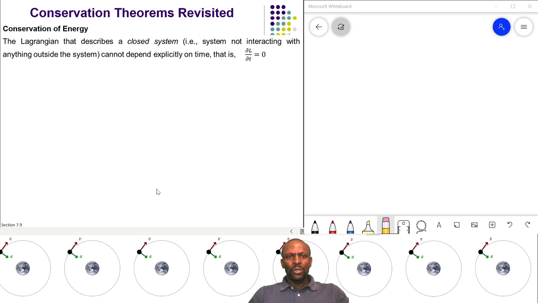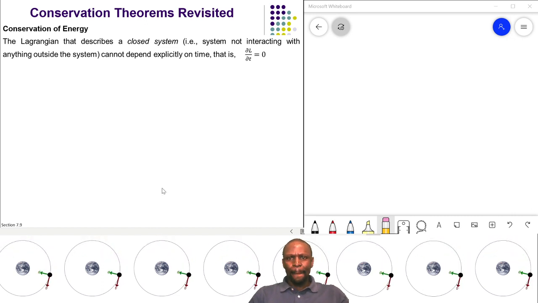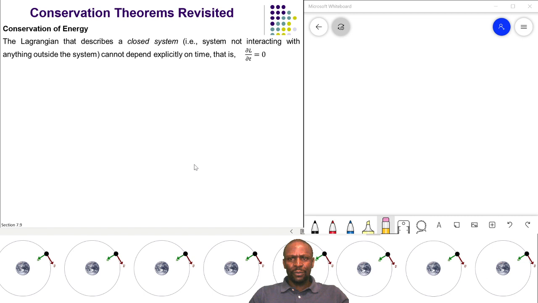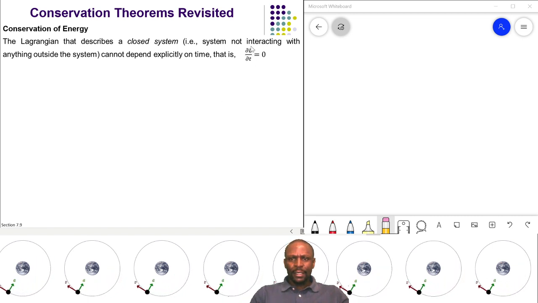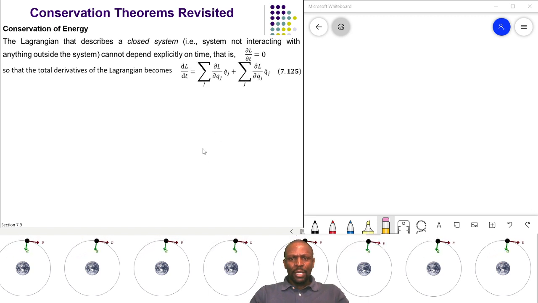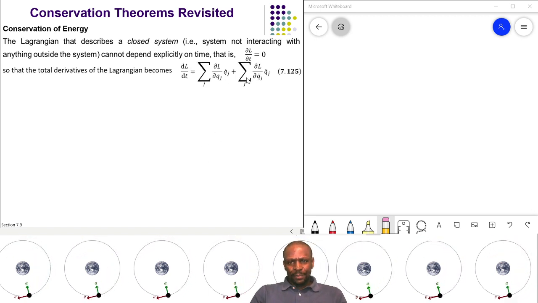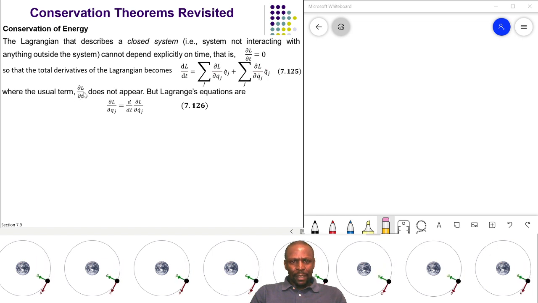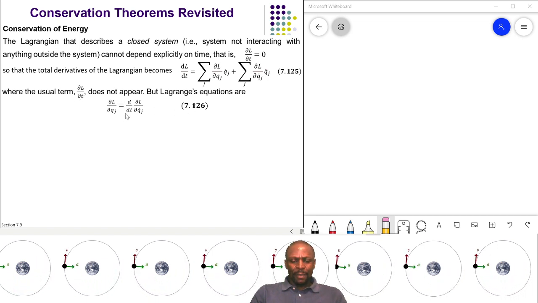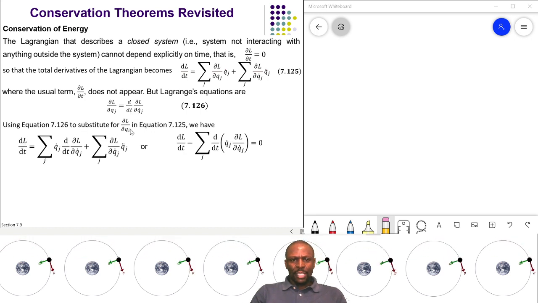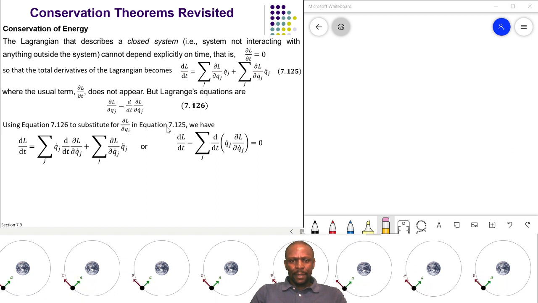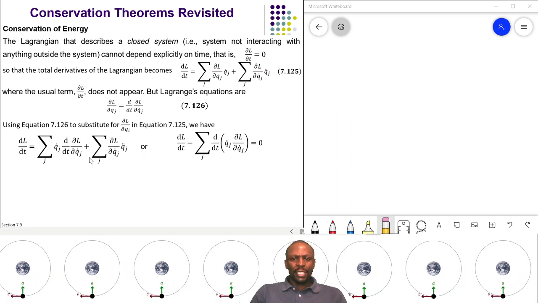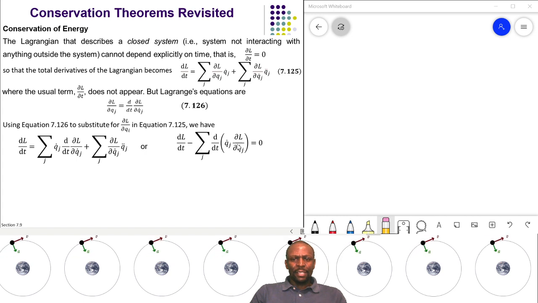Now, let us also do the Lagrangian that describes the closed system, and revise the conservation theorem, conservation of energy. We want the derivative of the Lagrangian with respect to time to be equal to zero. Now, in that case, this is what you are going to have. The Lagrangian equations are given by this equation there. Using that equation to substitute this term, this equation will just become this equation, because it is just the time derivative of this.